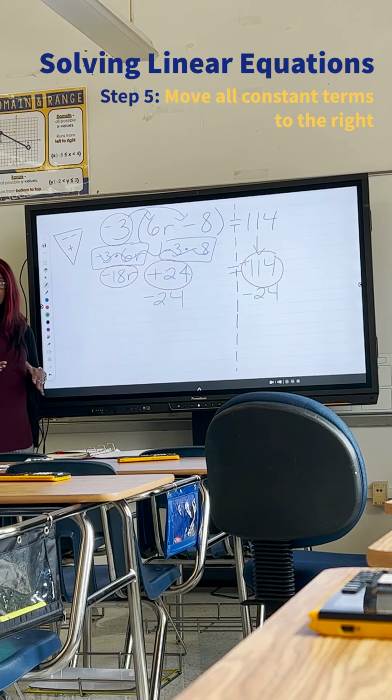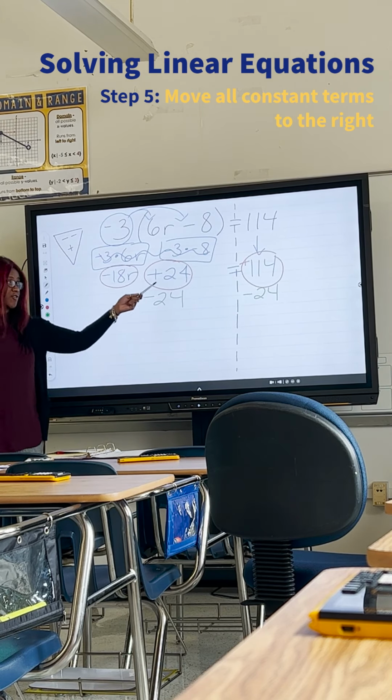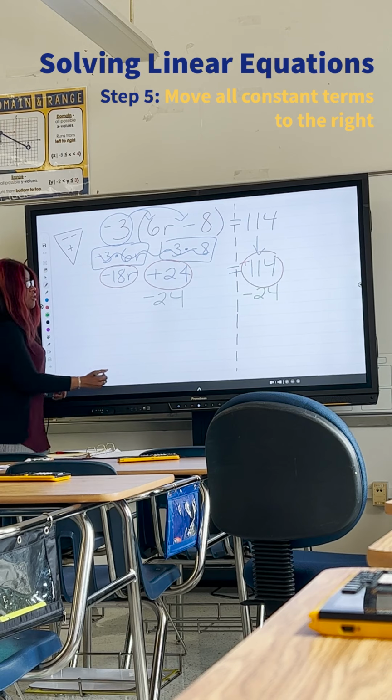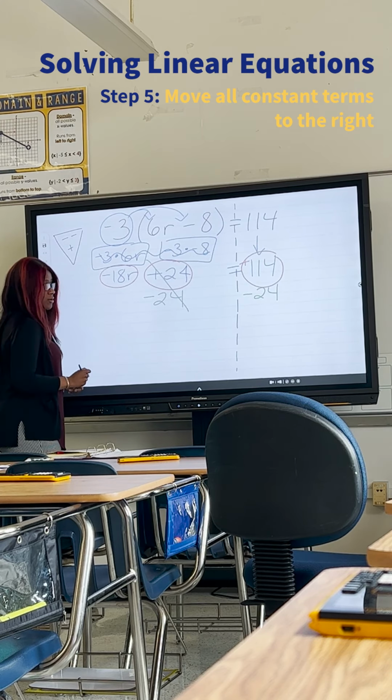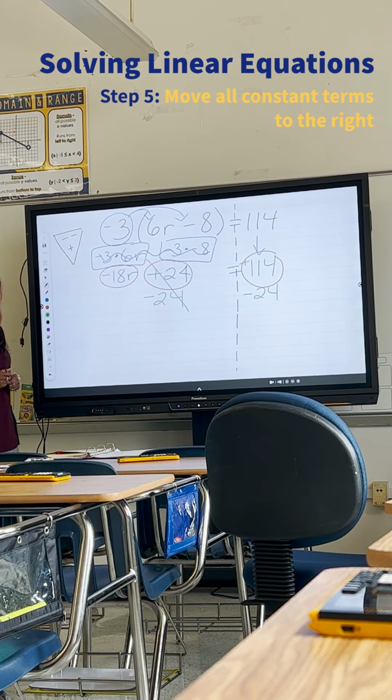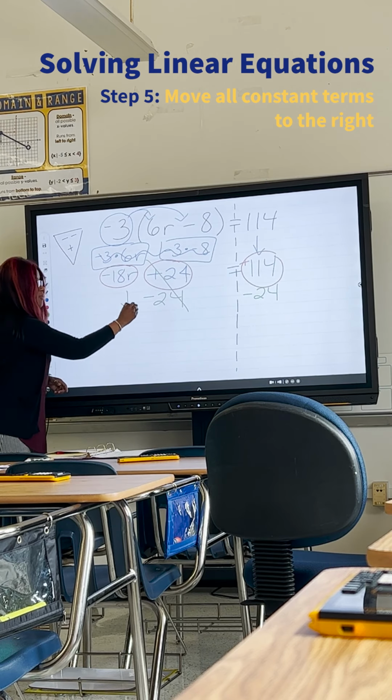Now which side does it cancel out to 0? On the left or on the right? On the left. So I'm going to slash that out, okay? And that leaves me with only my -18r on this left side. I'm going to drop that down.